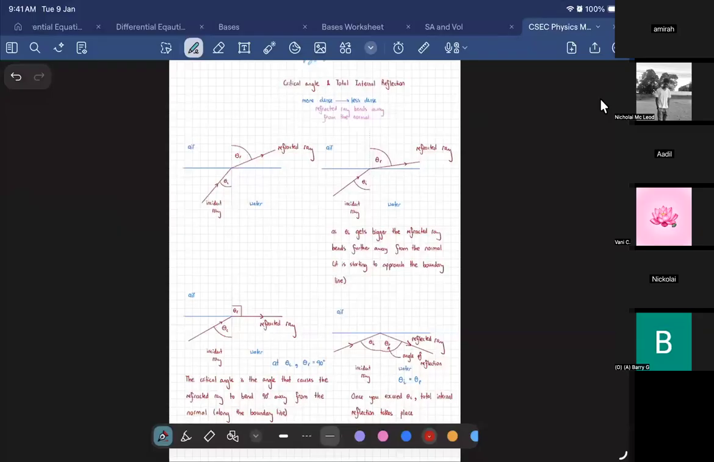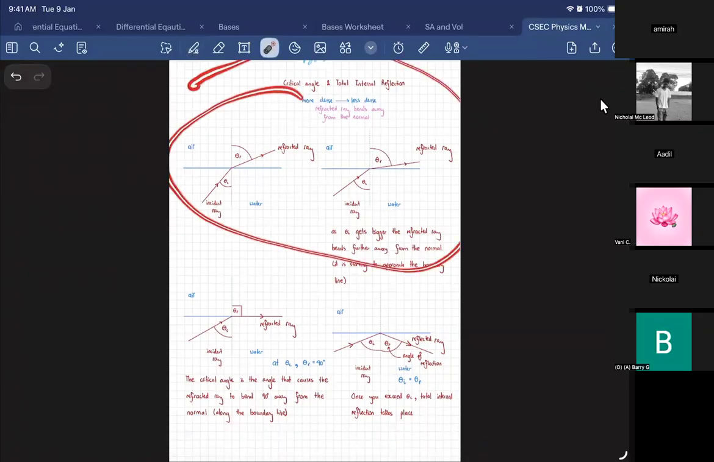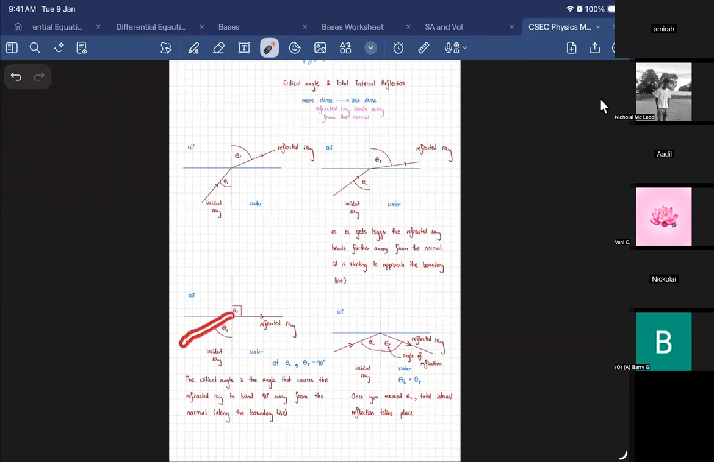So I hope everybody understands the concept. If you keep increasing theta i, the angle of refraction is going to get bigger. So that's this scenario over here. But it's going to reach a point where you increase it so much that the refracted ray is going to be in line with the boundary line. And if you increase it past that point, you know what's going to happen? Something called total internal reflection, where the angle of incidence is going to be equal to the angle of reflection. Hope you understand that. Are we okay with this? Yes, sir.